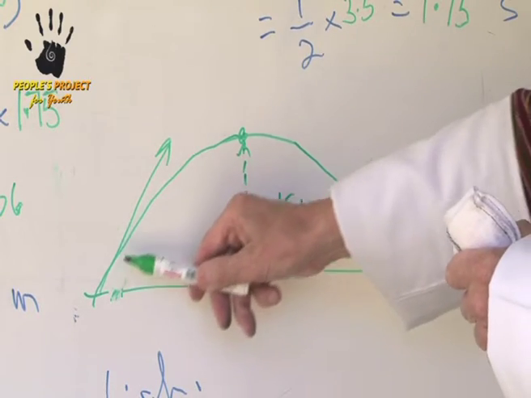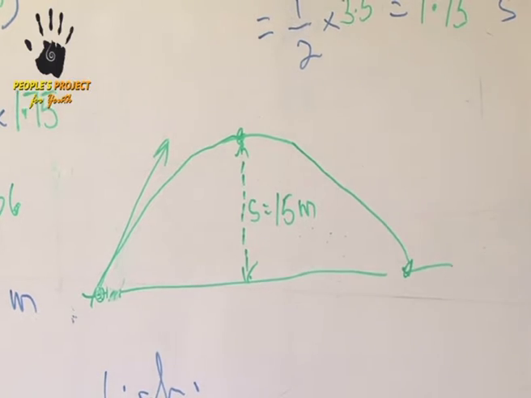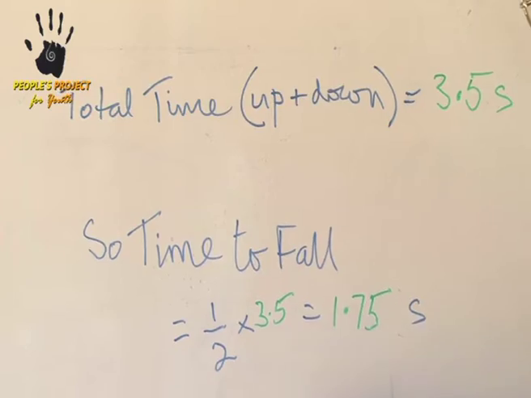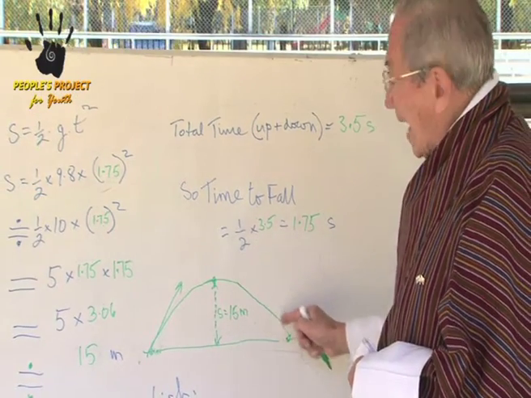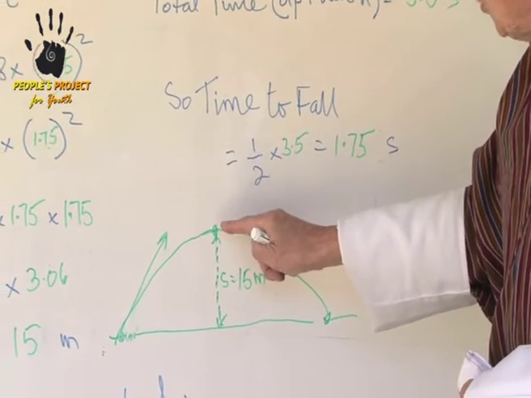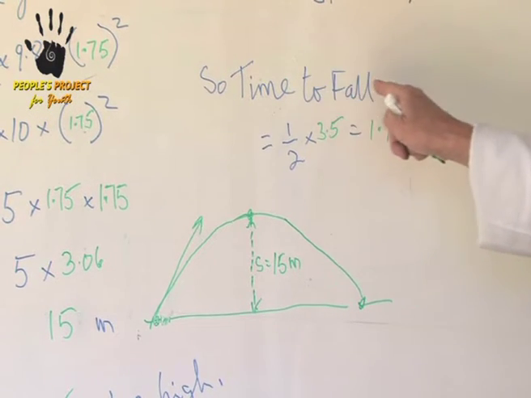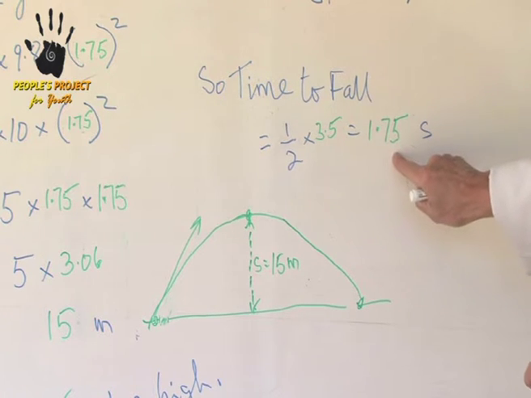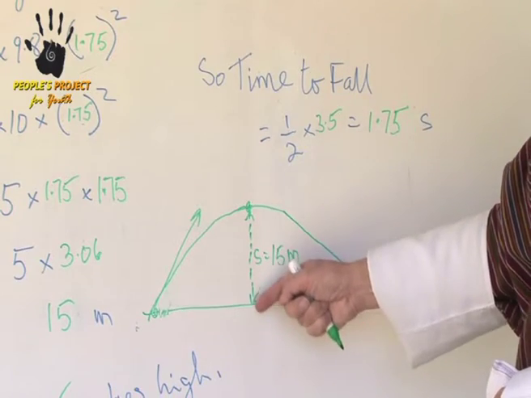My stopwatch operator told me that the total time to go from here to there was 3.5 seconds. So it took 3.5 seconds to go up and down again. If we divide that by 2, we can find out how long it took for the arrow to fall. So the time for the arrow to fall was a half times 3.5, which equals 1.75 seconds.